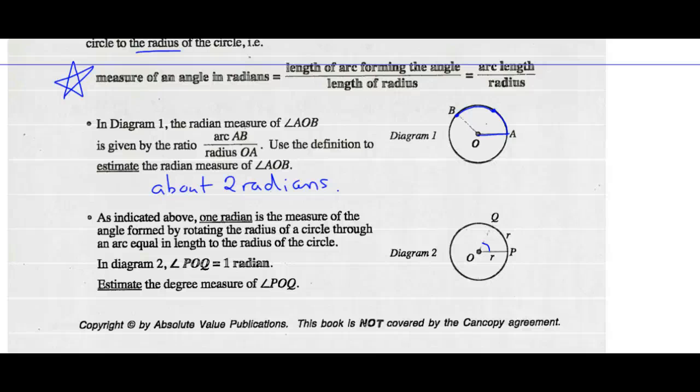Estimate the degree measure of angle POQ. Well, if I say that's 90 degrees, then I would guess that POQ would be more than half. So maybe we'll say about 60. 45 degrees being half of 90. All right.